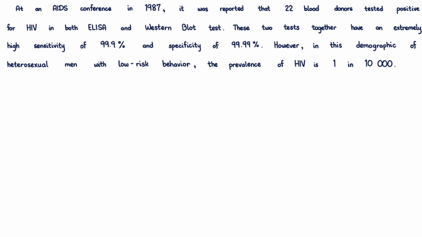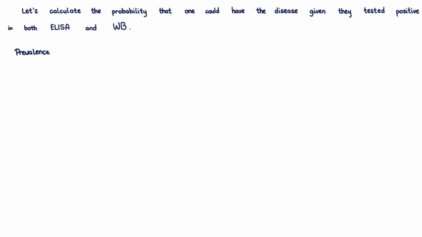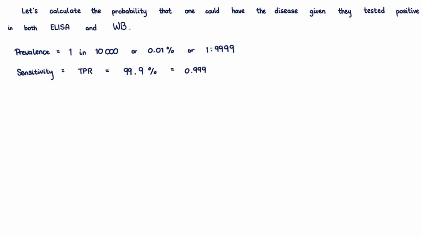However, in this demographic of heterosexual men with low-risk behavior, the prevalence of HIV is 1 in 10,000. Let's calculate the probability that one could have the disease given they tested positive in both ELISA and Western blot. So our prevalence here is 1 in 10,000, or 0.01%, or 1 is to 9,999. The sensitivity, or true positive rate, is 99.9%, or 0.999. The specificity, or true negative rate, is 99.99%, or 0.9999.